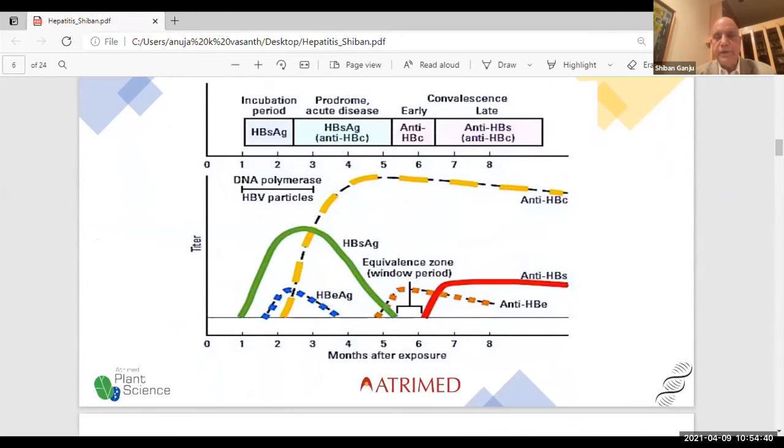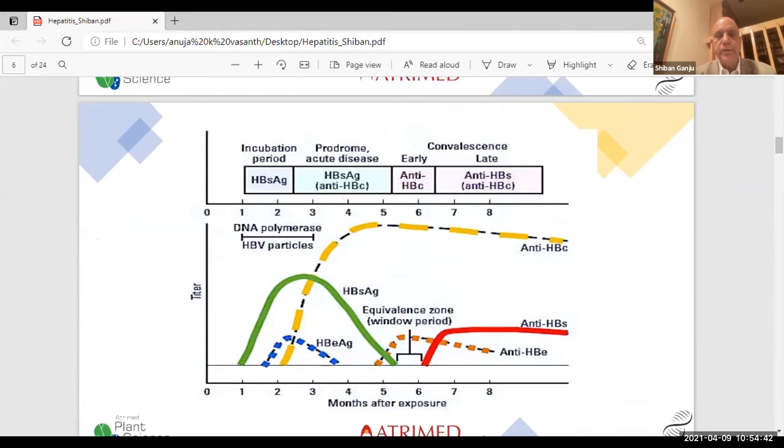So this is a graphic representation of acute hepatitis. If you see the top line, you have an incubation period, then you have the acute disease, and then you have the convalescence period. During the incubation period and during active disease, you can measure hepatitis B surface antigen in the blood, and you can also test for hepatitis B core antigen in the blood. In the convalescence period, you acquire core antibody and then hepatitis B surface antibody. So this is the acute phase reaction.